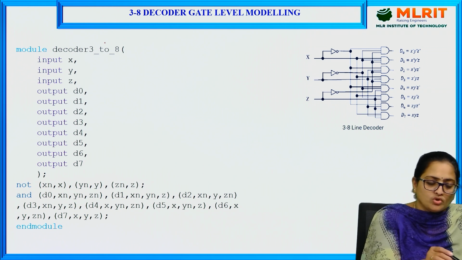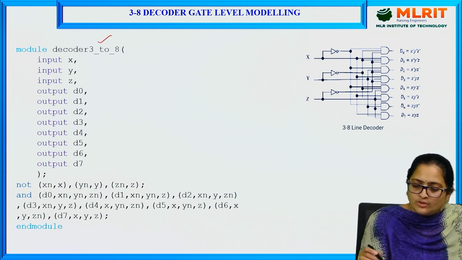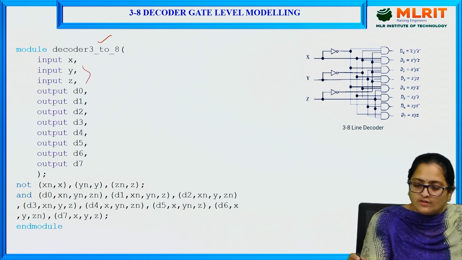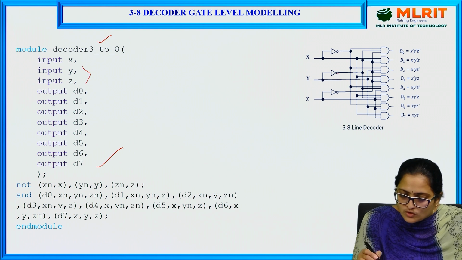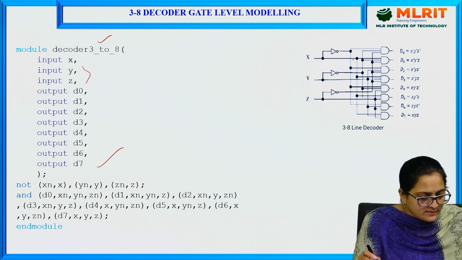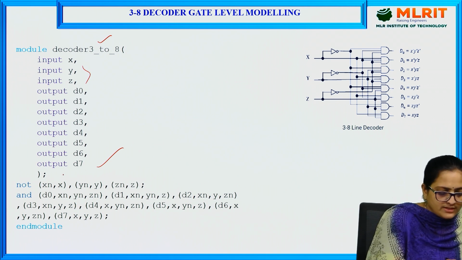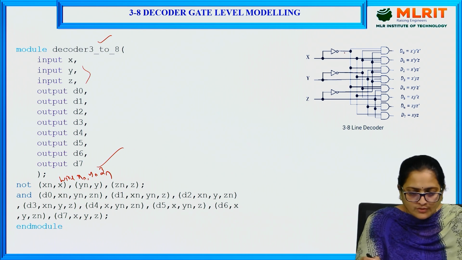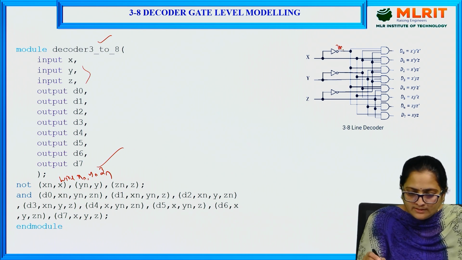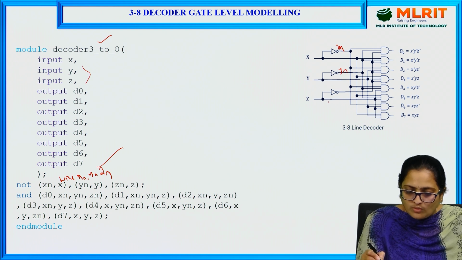The module name is 3 to 8 decoder, and the inputs are given with X, Y, Z and outputs are given with D0 to D7. The outputs of the NOT gates are declared as wires, and these are given with XN, YN and ZN. You need to represent XN, YN, ZN, which are the outputs of the NOT gate, as wires. So NOT XN X, NOT YN Y, NOT ZN Z.